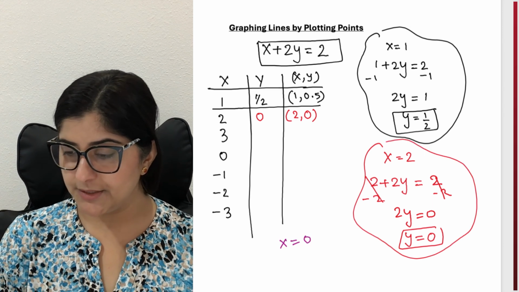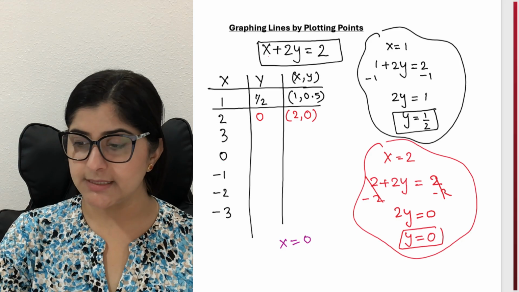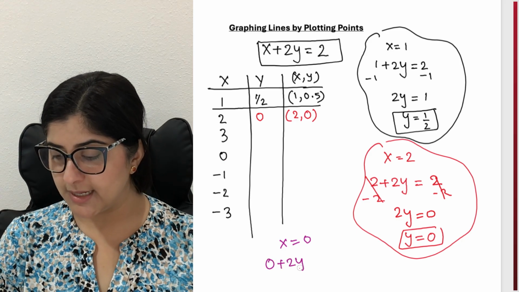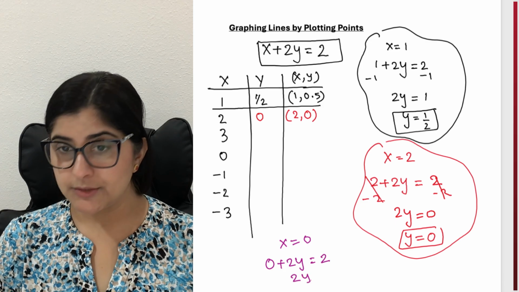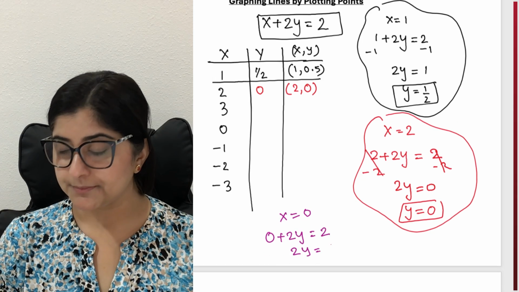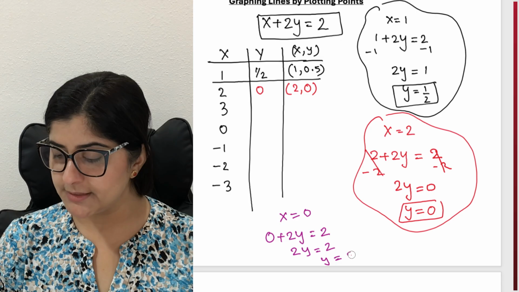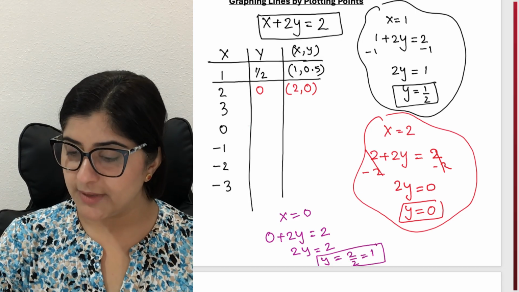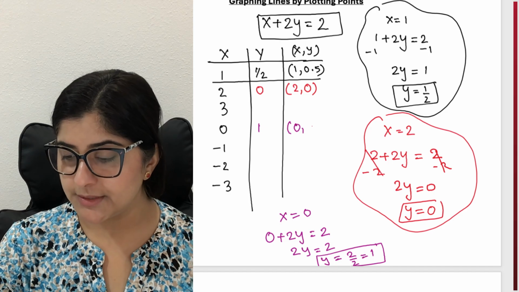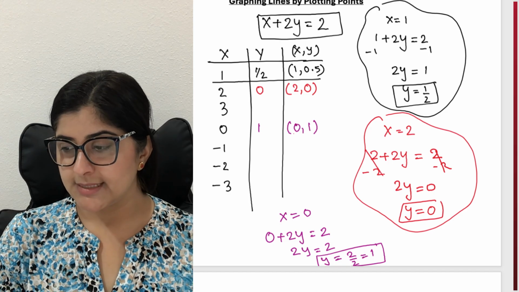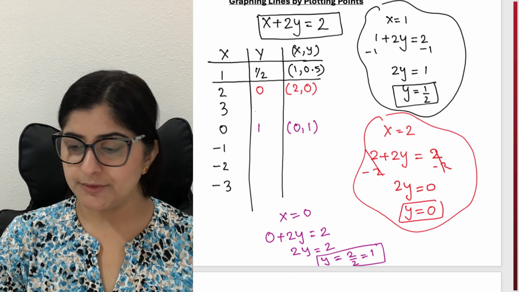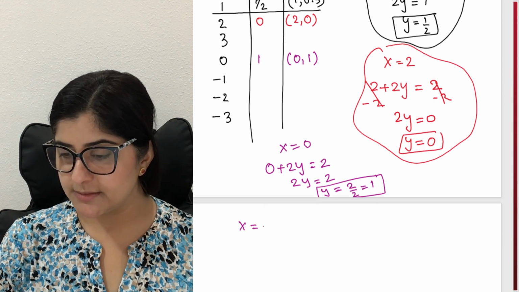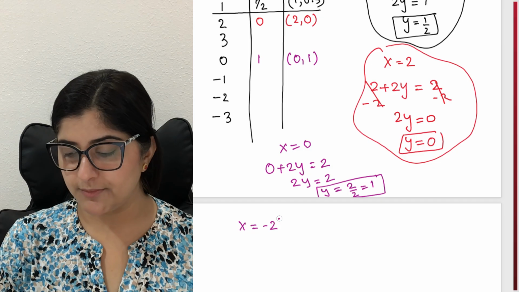Let's now plug in x is equal to 0. When x value is 0, the corresponding y value is, plug in 0 in this equation, 0 plus 2y is equal to 2. 2y is equal to 2, and y value is, divide both sides by 2, 1. So y value is 1 when x value is 0. Similarly, let's try minus 2. You have to find all the values. So let's try when x value is minus 2. What is the corresponding y value?